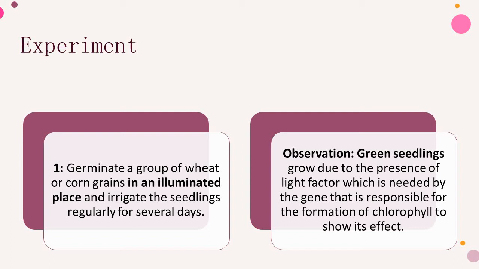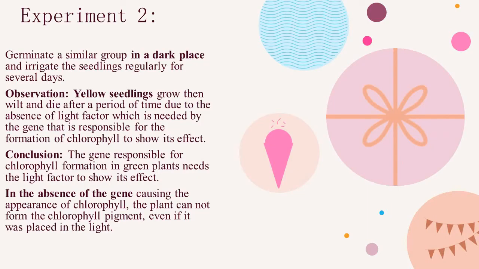If we germinate a group of wheat or corn grains in an illuminated place, it will be irrigated and form seedlings, and these seedlings grow green, which is green color and can absorb the sunlight and carry out the photosynthesis process. And in the other experiment, the seedling is yellow, which can't absorb the light due to the absence of the chlorophyll and the presence of the lethal gene.